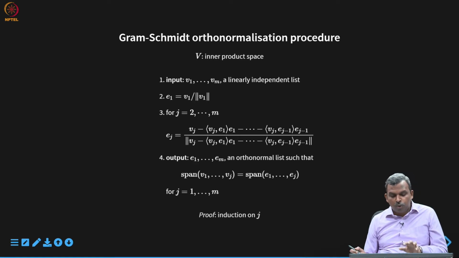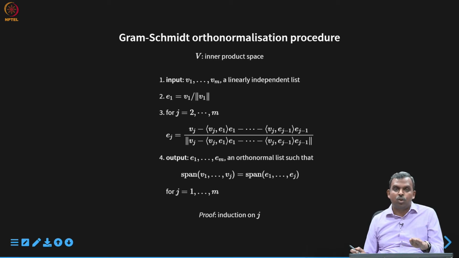So the proof you can do by induction on j, particularly the fourth part, the last part, the span being the same, is easy to do with induction on j. I am skipping the details, you can see them in the book also, but you can see intuitively why this should be true. So this process, which is called the Gram-Schmidt orthonormalization procedure, is very, very important.